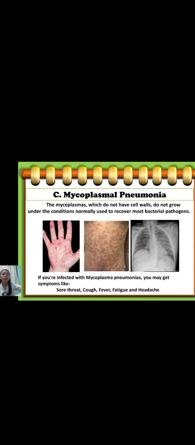It is a bacteria, or a germ, that can affect different parts of your body. Which body part is affected, whether your lungs, skin, or urinary tract, depends on which type of mycoplasma bacteria is causing your infection. If you are infected with mycoplasma pneumonia, you may get symptoms like sore throat, a cough, fever, fatigue, and headache.